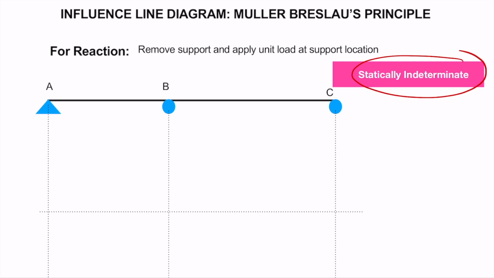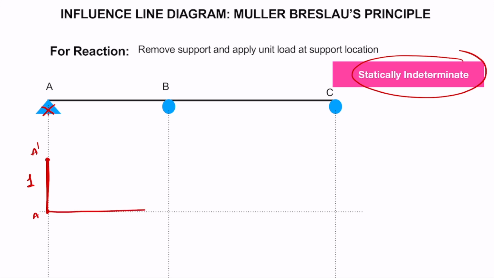So the first step for drawing ILD for support reaction A, let's say, is removing the vertical restraint at point A. So we will remove this vertical restraint. The second step is applying unit load at the support location, and so we will apply a unit displacement. So we'll displace it by unit amount at this point. So we have displaced it. So after displacing this point A upward, it was here, let's call it as A dash. So after displacing it to A dash, whatever will be the deflected shape of the beam will represent the ILD for support reaction at A to some scale.